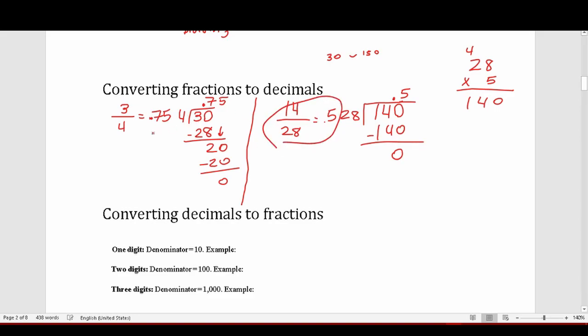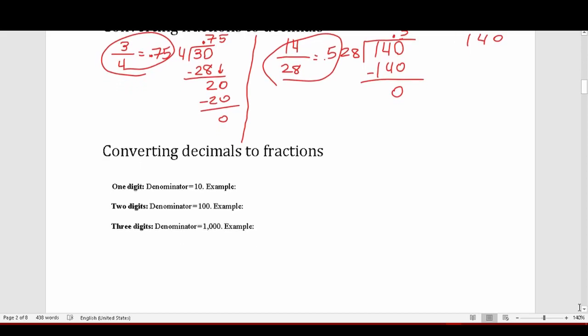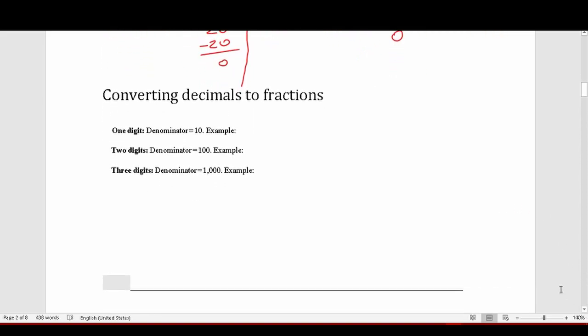Okay? So now that I've done 2 examples of that, I'm going to go ahead and move on to how you convert decimals to fractions. Again, fractions to decimals, just do the long division. 3 divided by 4, 14 divided by 28. You'll always get the correct decimal. Now let's talk about how to go the other way. That is from decimals to fractions.